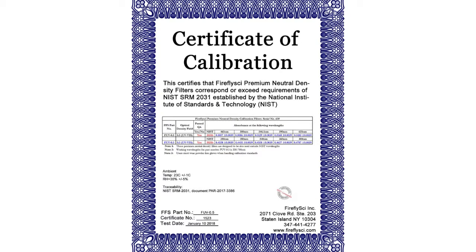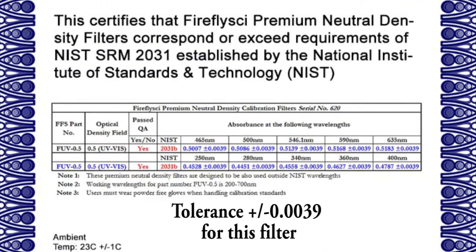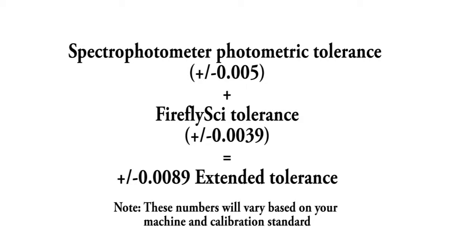Now, the second piece of information that you're going to need is the tolerance of the standard itself, which can often be found on the certificate of calibration. And our certificate of calibration looks just like this. And here's the tolerance. And what you need to do at this point is take the tolerance of the spectrophotometer and add it to the tolerance of the standard. And when you add these two together, you get what we call the extended tolerance.